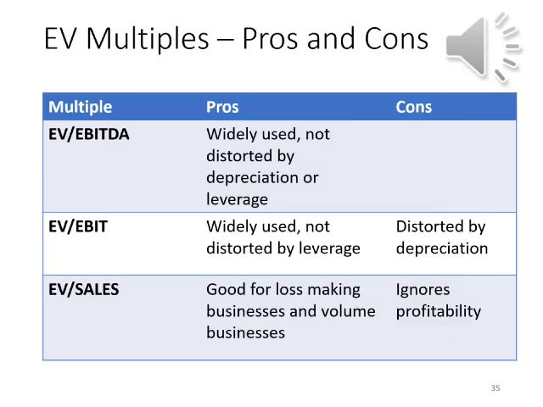In using multiples, we may indeed use different methods simultaneously and compare the outcomes. The three enterprise value multiples most commonly used are the following. Enterprise value to EBITDA. It is very widely used because it's not distorted by depreciation or the company's leverage. So it's the purest measure of the company's industrial or commercial operations.